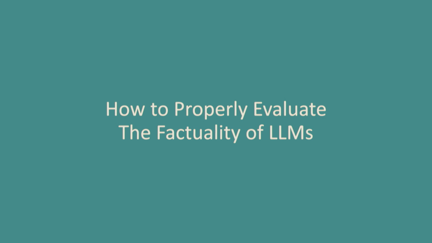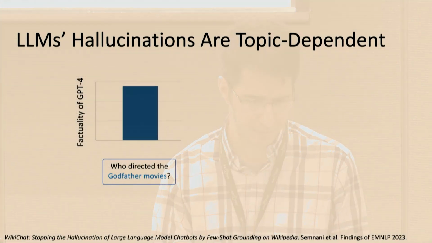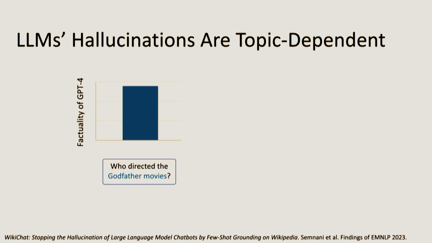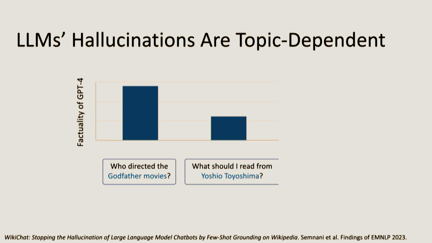So I will briefly talk about how we evaluated the factuality, and it turns out to need a bit more care than it seems on the surface. The first observation is that LLMs' hallucinations are dependent on the topic. If you ask who directed the Godfather movie, that's a very well-known fact. They will get it right most of the time, at least the recent LLMs all do. If I ask about a lesser-known entity, or a tail entity as we call it, it's more likely to make mistakes, and so the factuality goes down.